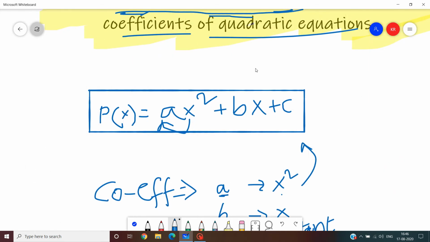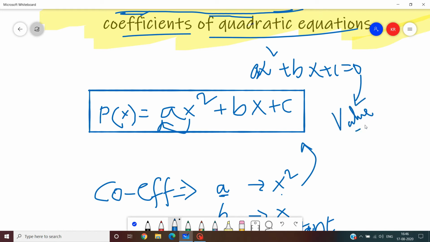So in general, we take quadratic equations as ax square plus bx plus c is equal to 0. That means 0 is the value of the quadratic equation, right? Or 0 is the value of a polynomial equation here, p of x is equal to 0. So for what values of x will we get the result of 0? That is what it means here, ax square plus bx plus c equals 0.